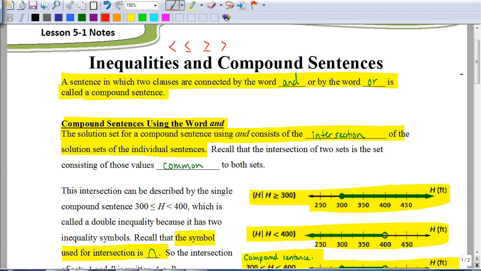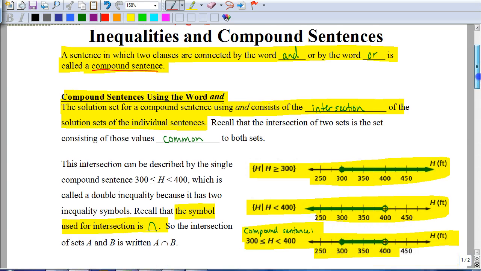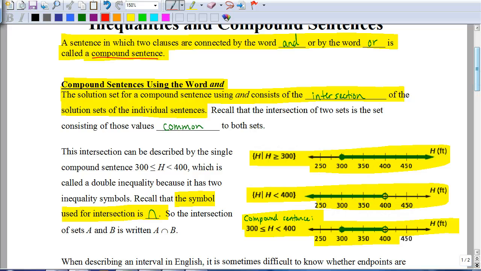They're talking about compound sentences. A compound sentence is just simply a situation where we're connecting two different things by the word and or by the word or. So in this first part of our notes, we're going to be looking at what happens when we have the word and. Now, when we have a compound sentence that is using the word and, what we're doing is we're looking for the intersection, or what they have in common for the two sets.